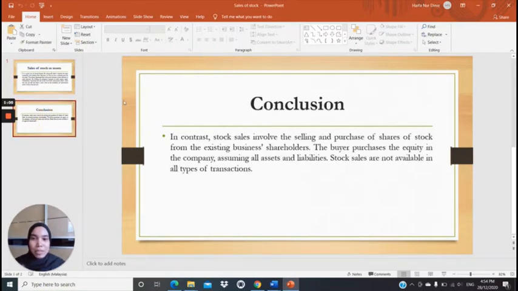So, the conclusion, in contrast, stock sale involves the selling and purchase of shares of stock from the existing business shareholder. The buyer purchases the equity in the company assuming all assets and liabilities. Stock sales are not available in all types of transactions.